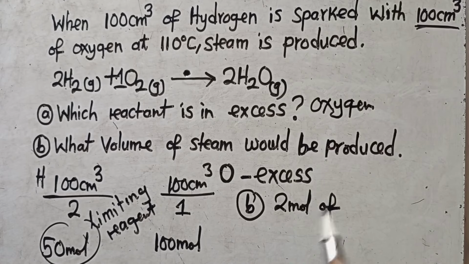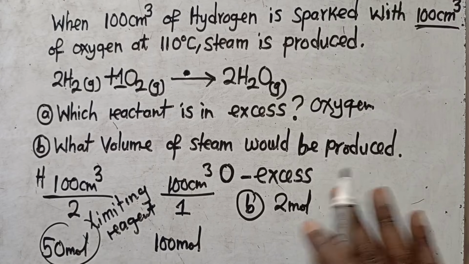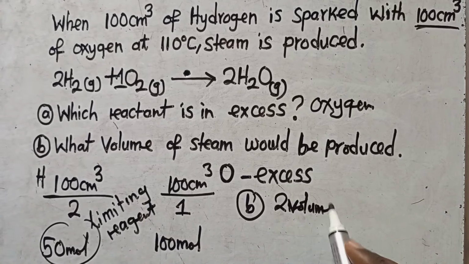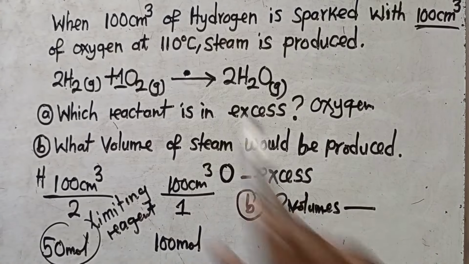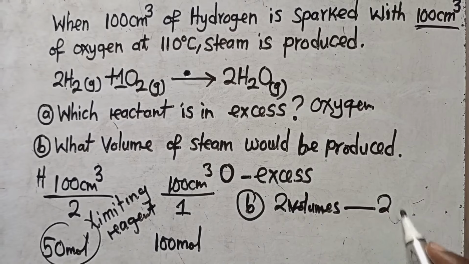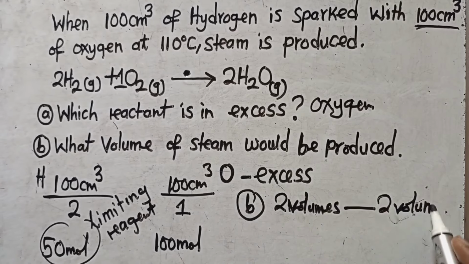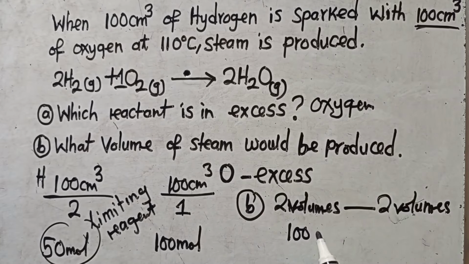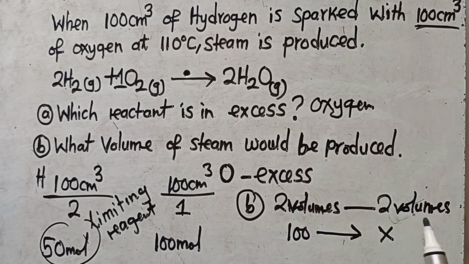So 2 moles, and these are 2 volumes. Since I'm talking about volume, I'll say 2 volumes, just one and the same. 2 volumes equating to also 2 volumes. I guess you haven't forgotten about Avogadro's law. 2 volumes of that gas, here I'm given 100. On this side I put X because I want to calculate that one. So instead of saying 2 moles, we are using volumes because we understand Avogadro's law.